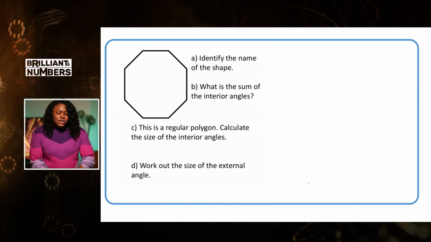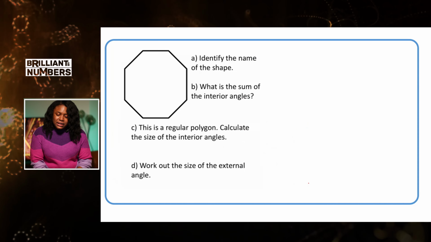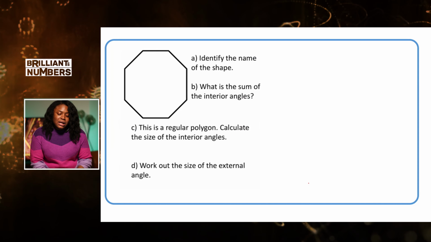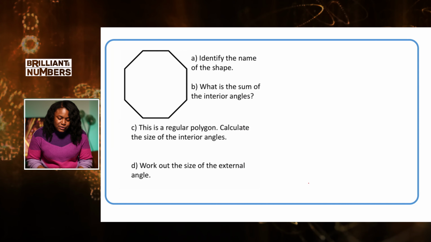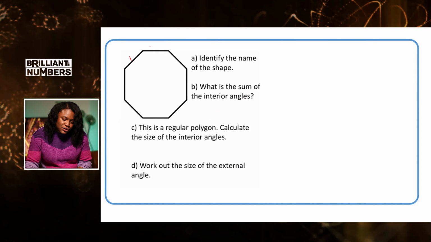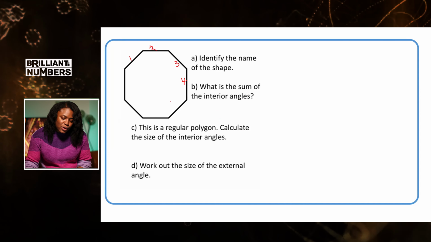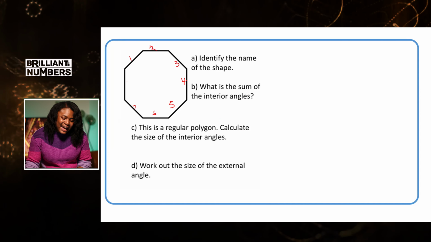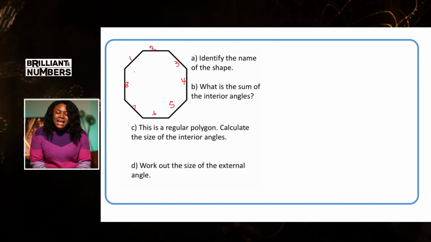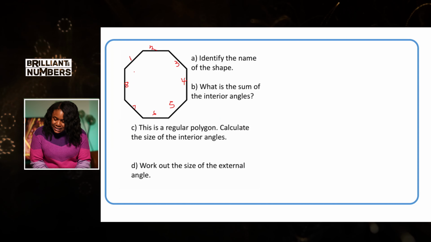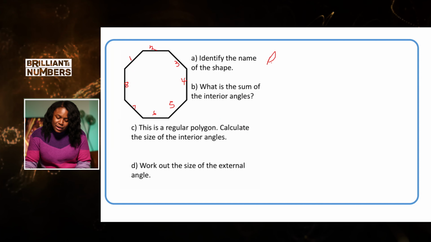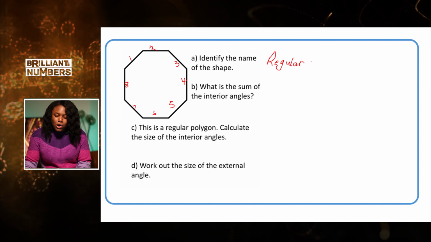There we go. So we're going to do another question here on polygons. We're given this shape here, and we're asked to identify the name of the shape. What is the sum of the interior angles? So again, we go ahead and we count all the sides. So I've got 1, 2, 3, 4, 5, 6, 7, 8. I can see here that all the sides and all the angles are the same. Hence, this is a regular octagon because it's 8 sides. So oct means 8. So we go ahead and we write regular octagon.